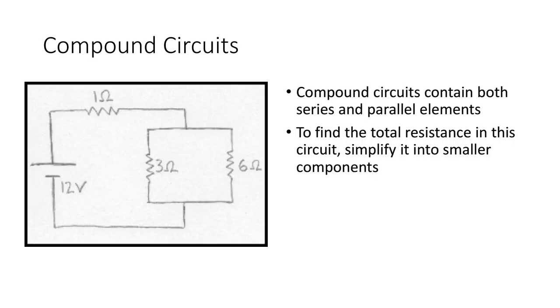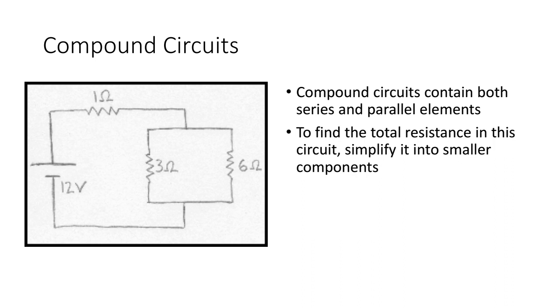This is an example of a compound circuit that has a junction and 2 branches. Compound circuits will contain both series and parallel elements. You can see that this, for example, is in series, and this portion is in parallel. To find the total resistance in a circuit, you'll have to simplify it into smaller components. And we'll do that by finding what's called the equivalent resistance.